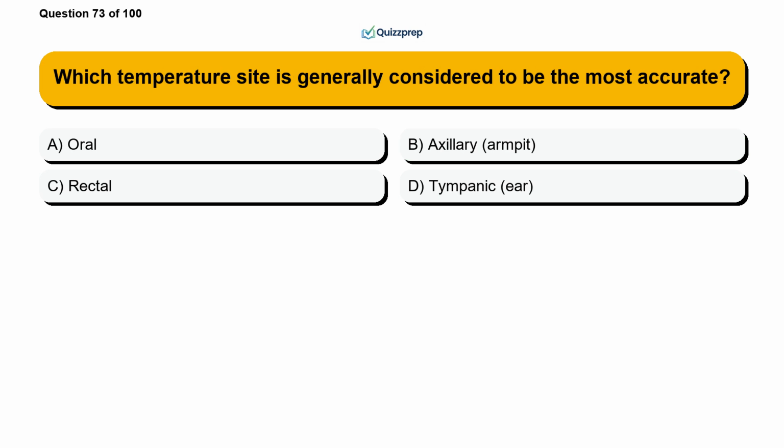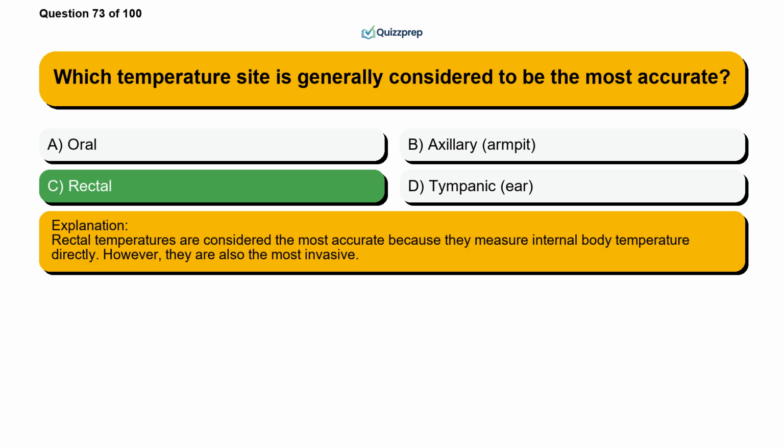Question 73. Which temperature site is generally considered to be the most accurate? Option A, oral. Option B, axillary, armpit. Option C, rectal. Option D, tympanic, ear. The correct answer is option C, rectal. Rectal temperatures are considered the most accurate because they measure internal body temperature directly. However, they are also the most invasive.